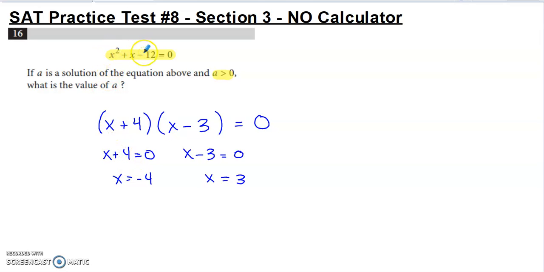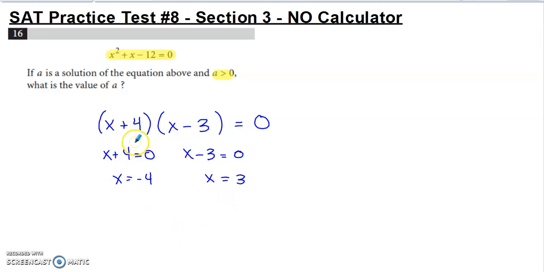If I try to factor this, first times first would have to give me x squared, so I picked x and x. Last and last, I need to multiply together to give me negative 12, so I went plus 4 and negative 3. The outer multiplication gives me negative 3x. The inner multiplication gives me plus 4x. That gives me plus 1x in the middle. That tells me I factored it correctly.